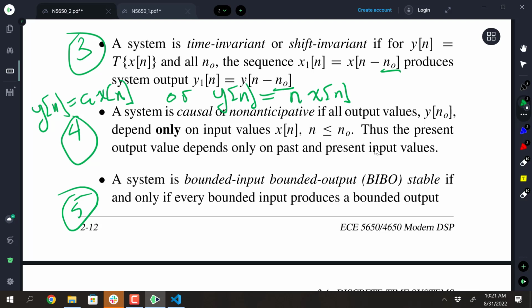Non-anticipative, we don't know the future. We just have to work with present and past. So you study the problem, and I'll pick some examples here in a bit. Last of the five, bounded input, bounded output. There's an acronym you can pronounce BIBO, if you want to call it that. And that just says your system is bounded input, bounded output stable if and only if every bounded input produces a bounded output.